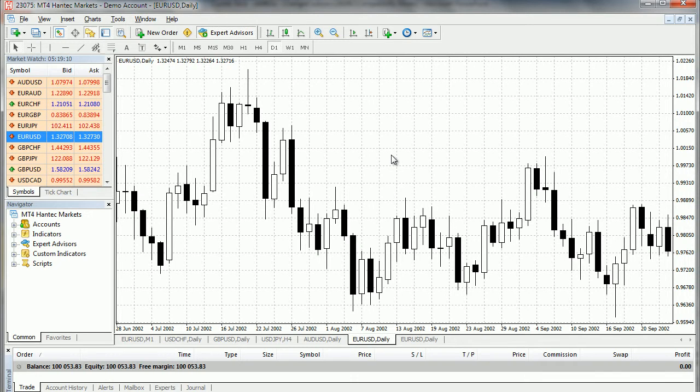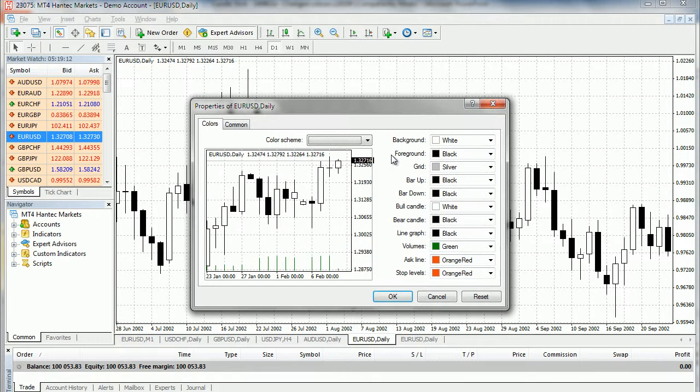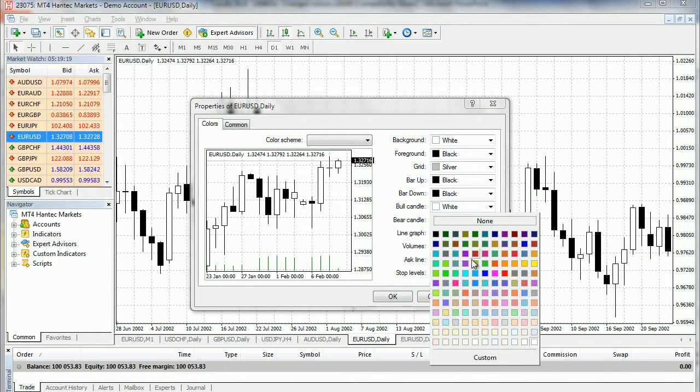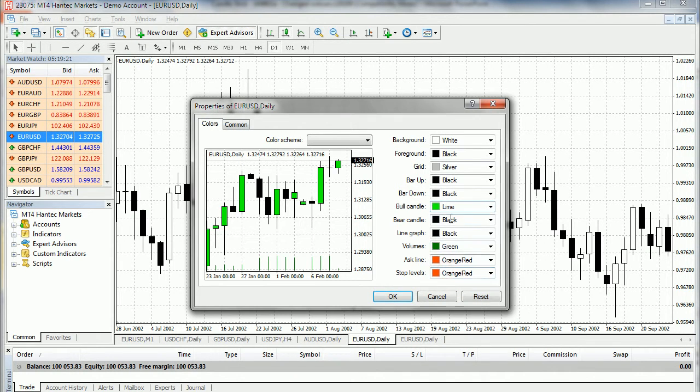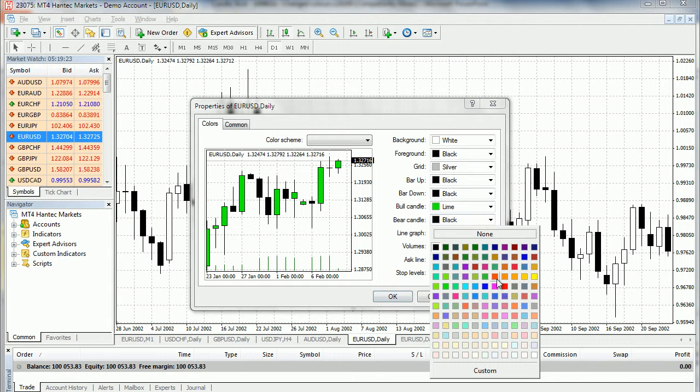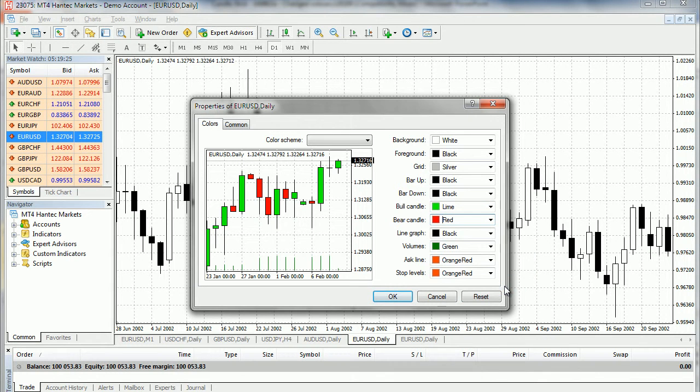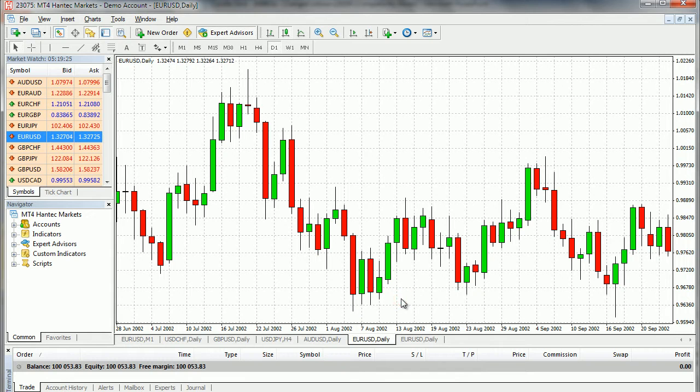If you want to, you can customize this further by making your own color choices. For example, you could set bullish candles to be green and your bearish candles could be, let's say, red. It's entirely up to you, so long as you remember which is bullish and which is bearish.